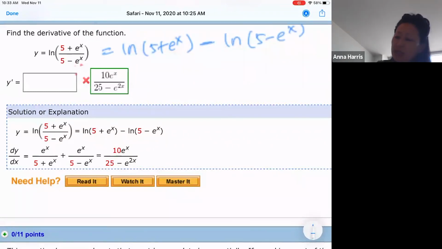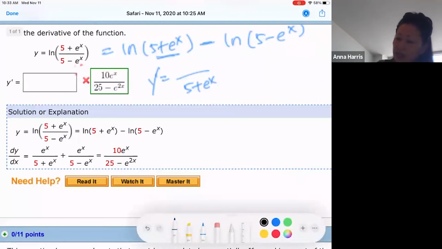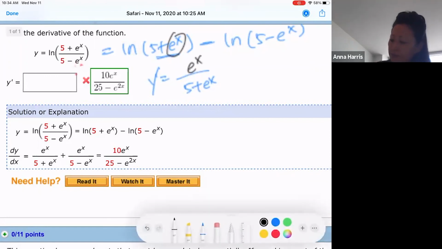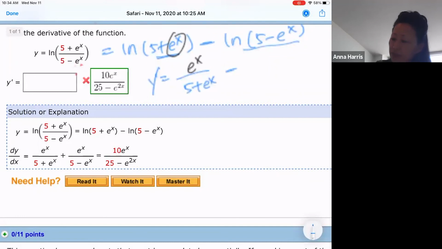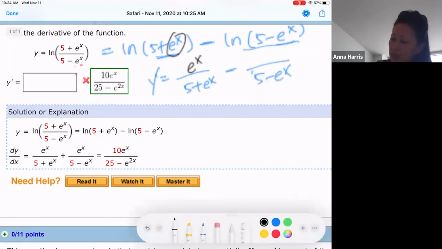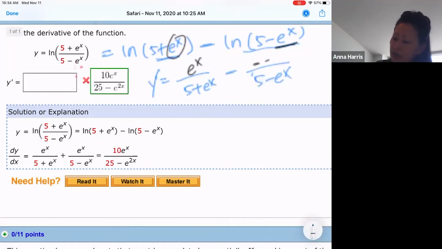Take a derivative of each one. Y prime would be, take a derivative of this, would it be what? 5 plus e to the x. And derivative of this, it will be just e to the x. Same thing here. The derivative of that would be 5 minus e to the x. Derivative of this part is negative e to the x.